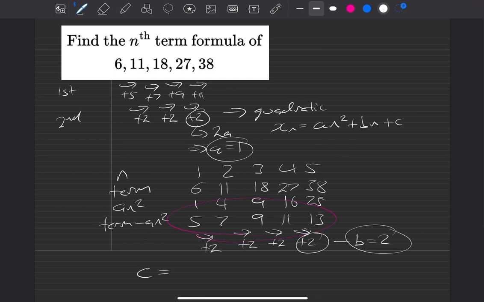C is always, for every sequence, the first term minus a minus b. So it's always going to be the numbers you found and then just subtract them from the first term. So doing that, our first term was 6, our a was 1, our b is 2. So 6 minus 1 minus 2 gives us 3. So the overall answer, the nth term in our sequence is n squared plus 2n plus 3. Lovely jubbly.